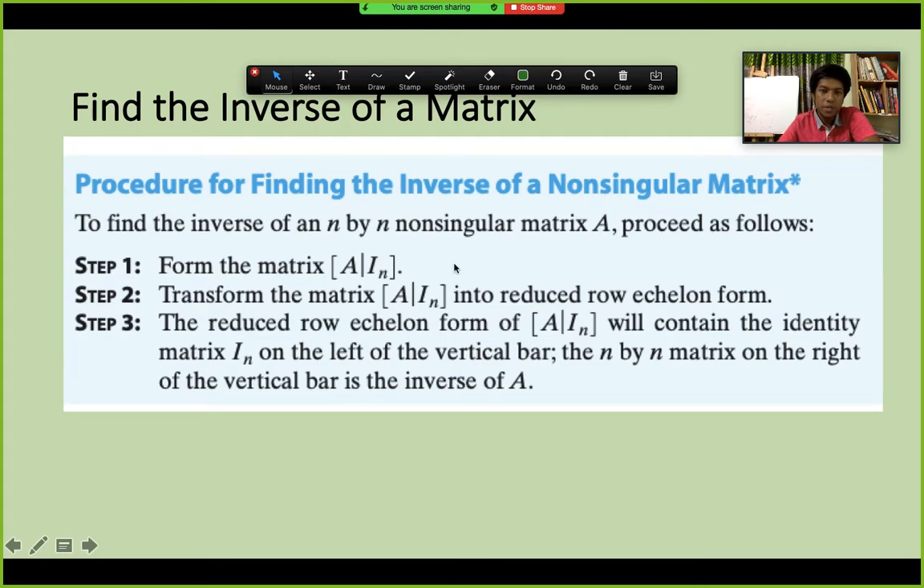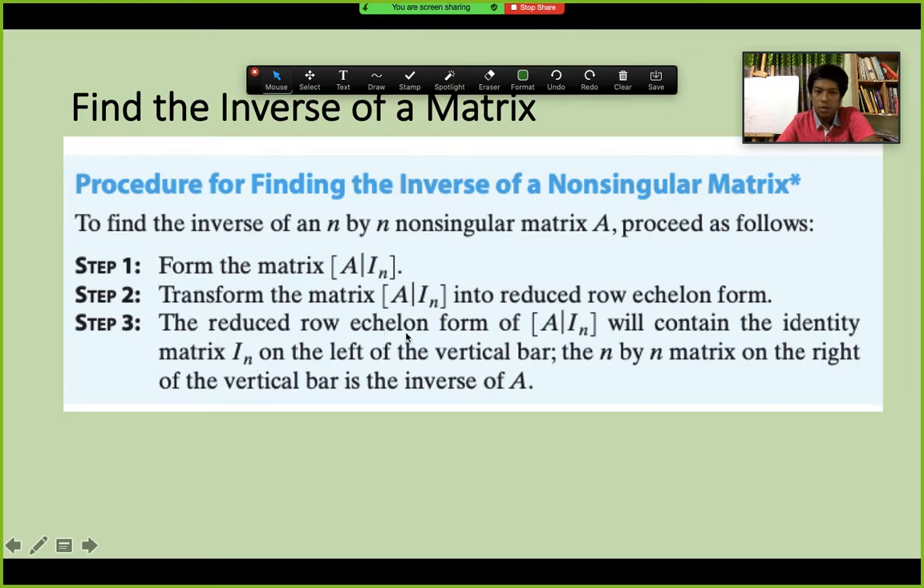This is the procedure for finding the inverse of a matrix. First of all, to find the inverse of an n by n non-singular matrix A, proceed as follows. Form a matrix with A, the main matrix, and I of n, that means the identity matrix, just in this form. Transform this matrix into a reduced row echelon form.